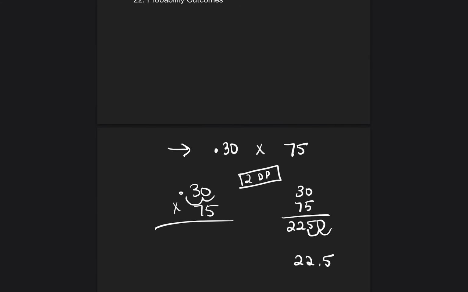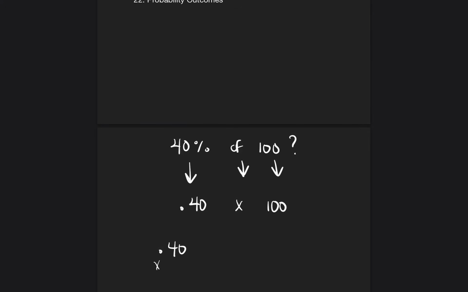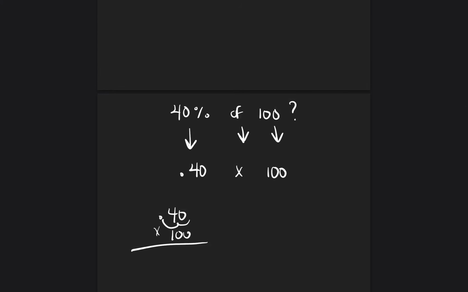Okay, so I'm going to show that to you again. I'm not going to do the whole multiplication out again, but I'm going to just show you what is 40% of 100. So you change 40% to a decimal, 0.40. Of means multiplication. 100 stays the same. You would do 0.40 times 100. You would count how many decimal points there are.